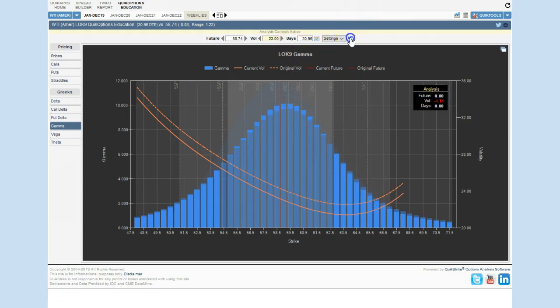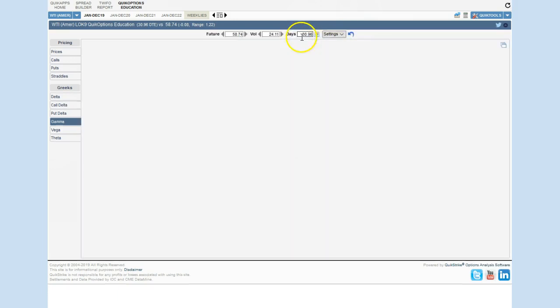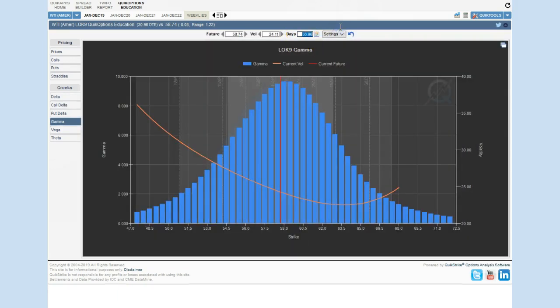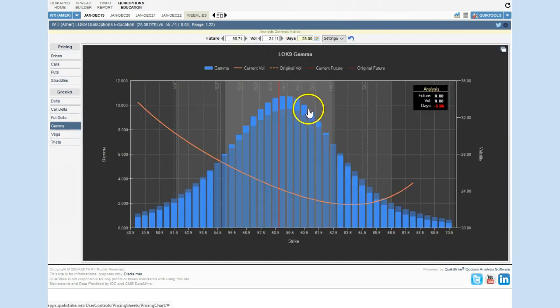Okay, and let's reset this and go with this. Now, what do you expect to happen here? So let's go forward in days. I expect that, yep, we get an increase, right? So as you move towards expiration, the gamma of your strikes around the money is going to increase, and those out of the money are going to decrease a little bit.